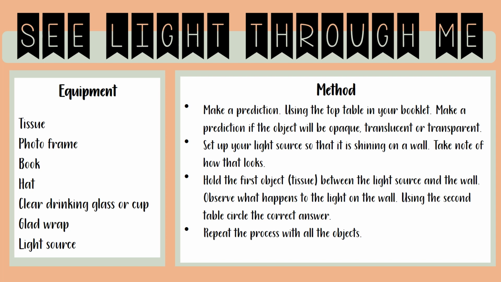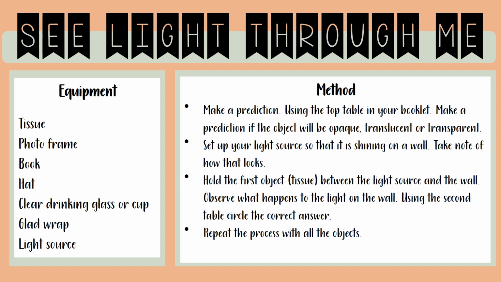So the method, our first job, having a look at our booklet, we have to make a prediction. So using the table at the top of your book, we need to make a prediction if the object will be opaque, translucent, or transparent. So you have to do that for each of those objects. Set up your light source so that it is shining on a wall. Now, we're not going to be moving it. After we've set it up, it stays there, okay?